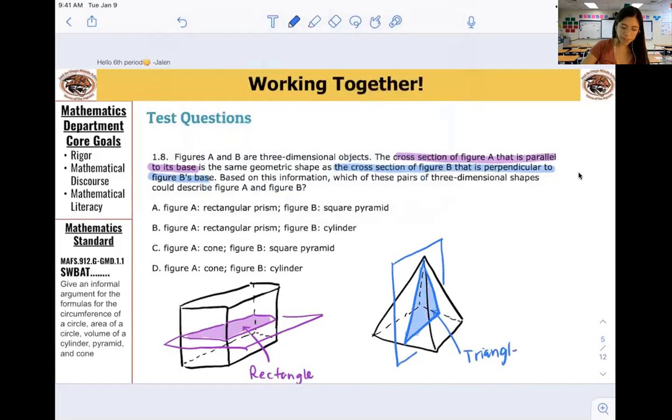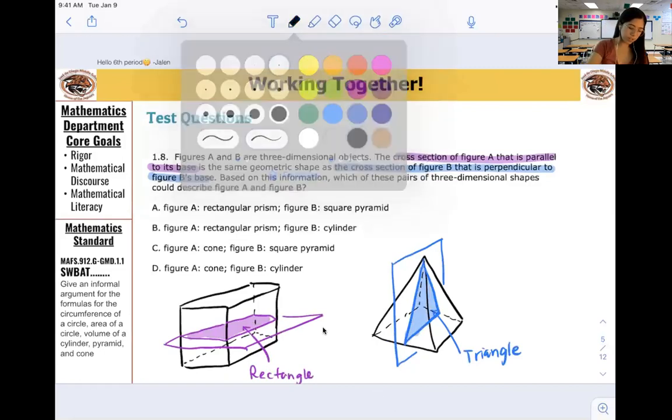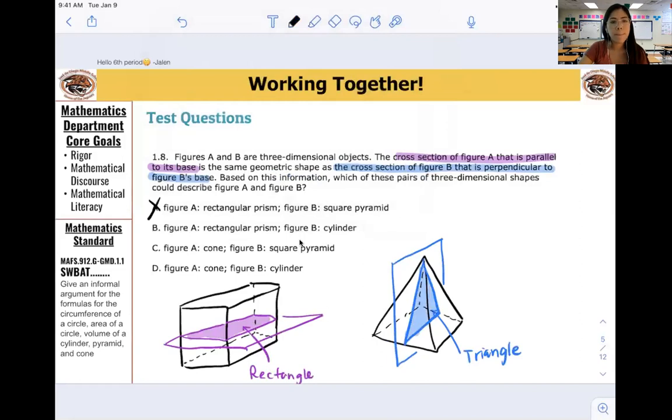It all comes down to reading. Again, figure A, you're cutting it parallel to the base. Figure B, you're cutting it perpendicular to the base. So we have to try each situation out. A is out. Okay, B. Figure A is a rectangular prism. We'll keep that the same. Figure B now is going to be a cylinder.